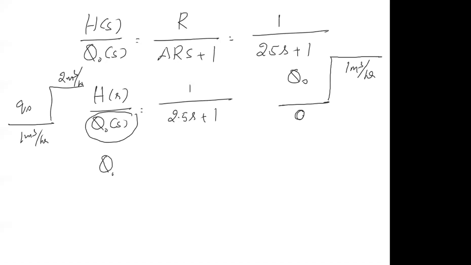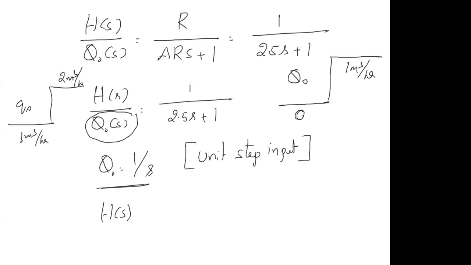Then capital Q becomes 1 by s. This is also called a unit step input because the magnitude of change is 1. Now what is your H of s? Your H of s becomes 1 by s into 1 by 2.5s plus 1.